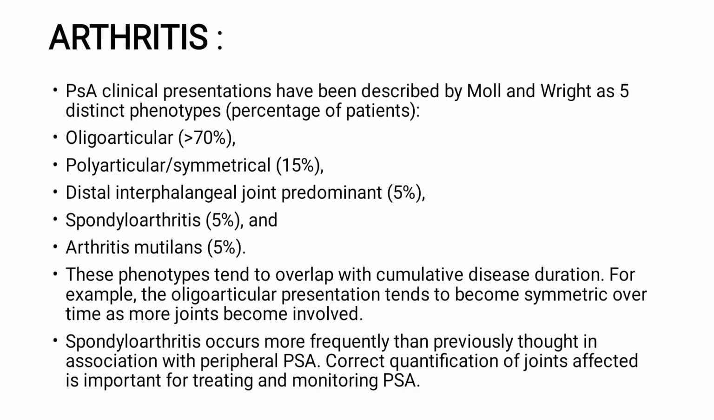Coming to arthritis, psoriatic arthritis clinical presentations have been described by Moll and Wright as 5 distinct phenotypes. They are oligoarticular, the most common type of arthritis; polyarticular symmetrical, about 15%; distal interphalangeal joint predominant, about 5%; spondyloarthritis, about 5%; and arthritis mutilans, also about 5%.